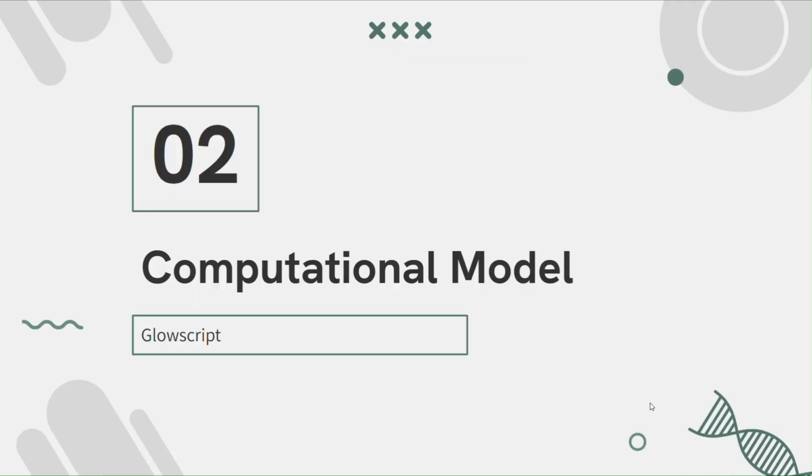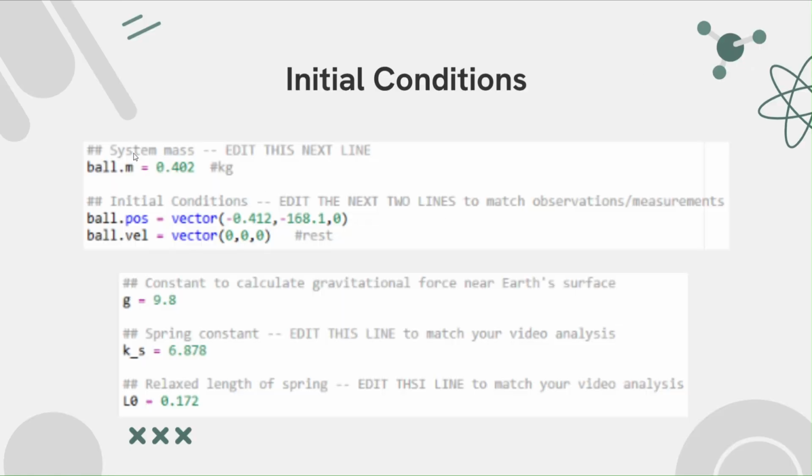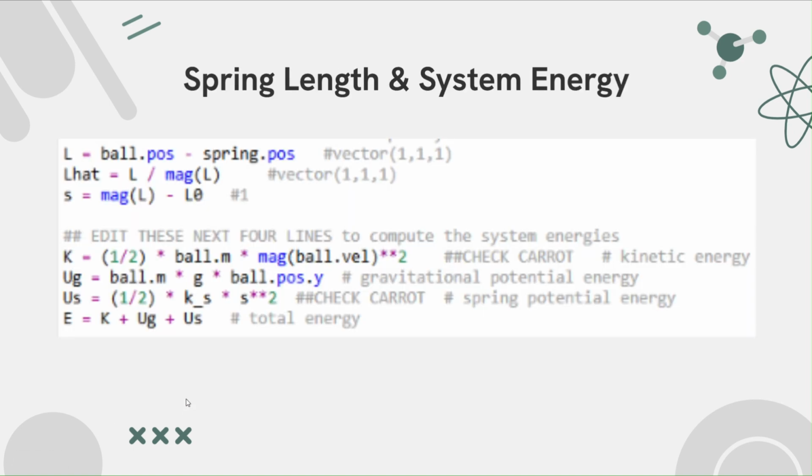So then we use the computational model on GlowScript. Our initial conditions we took from our other model, and our mass is the same here. We put in our initial position vector, and then again our velocity was 0. Then we put in here our relaxed length that we calculated, and our initial length that we calculated.